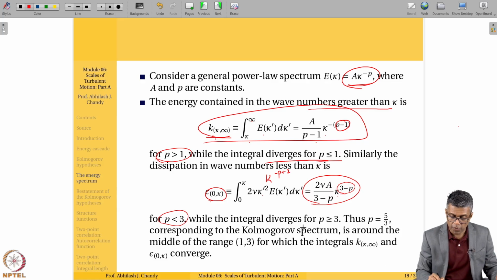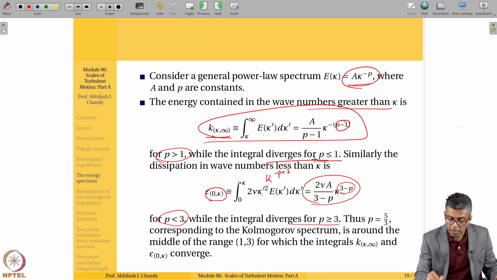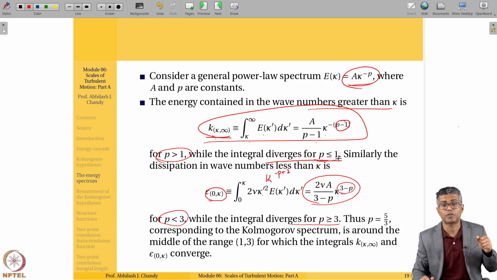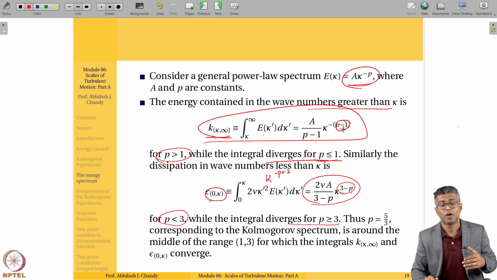So that is why we are saying it diverges for p greater than or equal to 3, whereas here we are considering it diverges for p less than or equal to 1 because of the 3 minus p here. Here it is p minus 1. I hope that is clear. P minus 1 becomes a negative number when p is less than or equal to 1. Isn't it? It's 0 or a negative number.